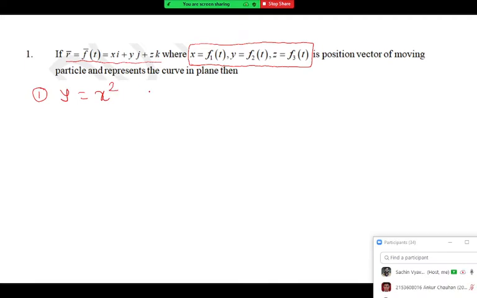Parabola. So can you tell me the parametric equation of this parabola? What is the parametric equation? Actually, our aim is to write the vector equation of the parabola. To write the vector equation of this parabola, we should know the parametric equation first. So can you tell me what it should be?